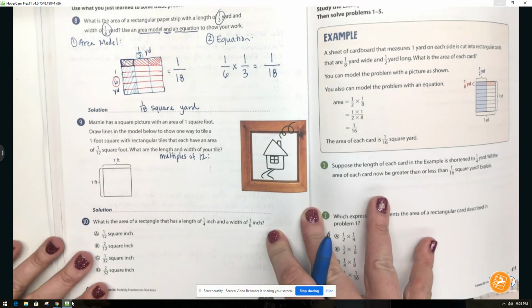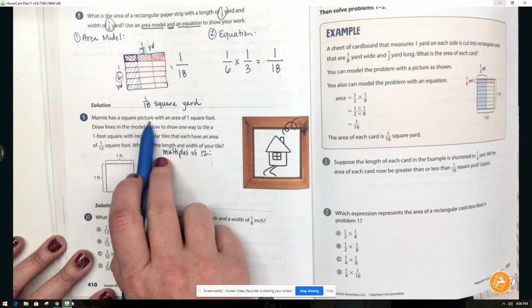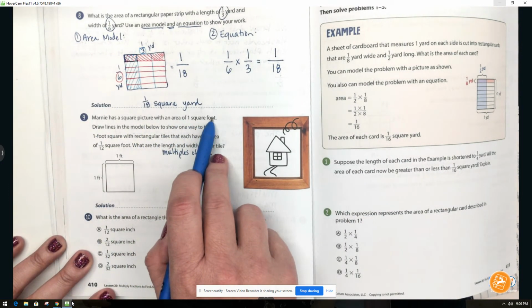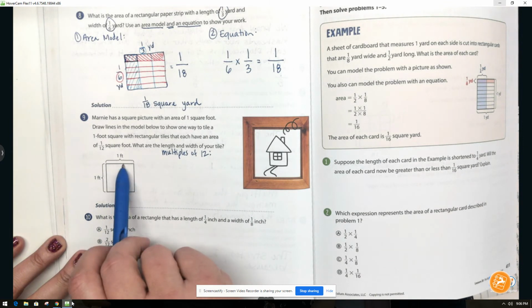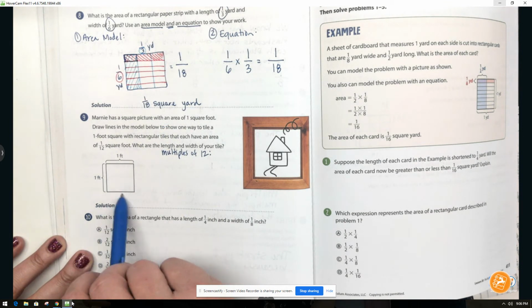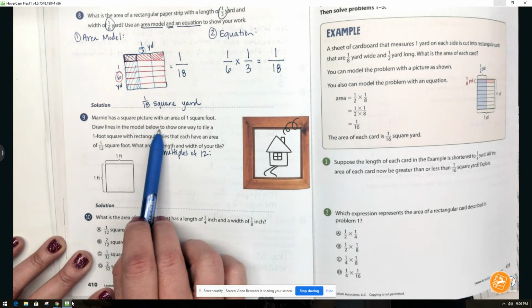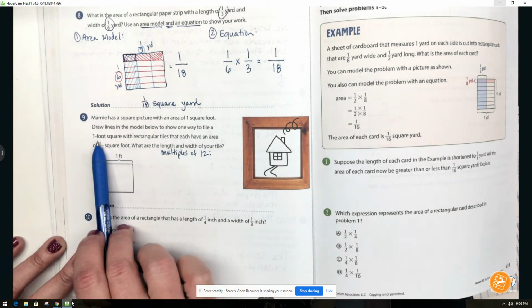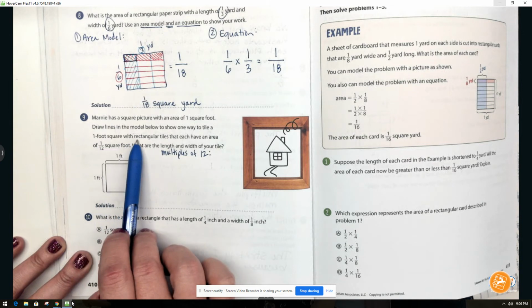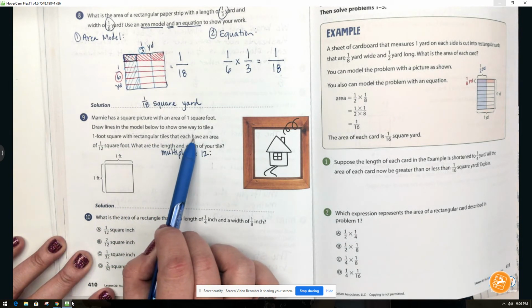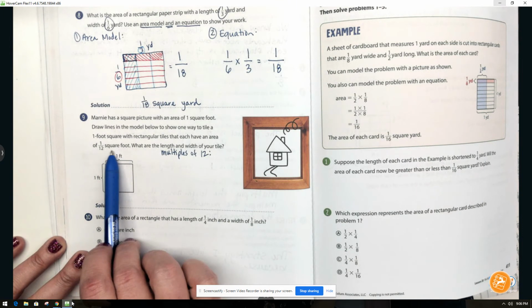All right, let's go to number 9. Marnie has a square picture with an area of 1 square foot. So here's the picture here with an area. That means if you filled in this whole thing, it is 1 square foot. We're going to draw lines in the model to show one way you could tile a 1 square foot with rectangular tiles that each have an area of 1/12 of a square foot.